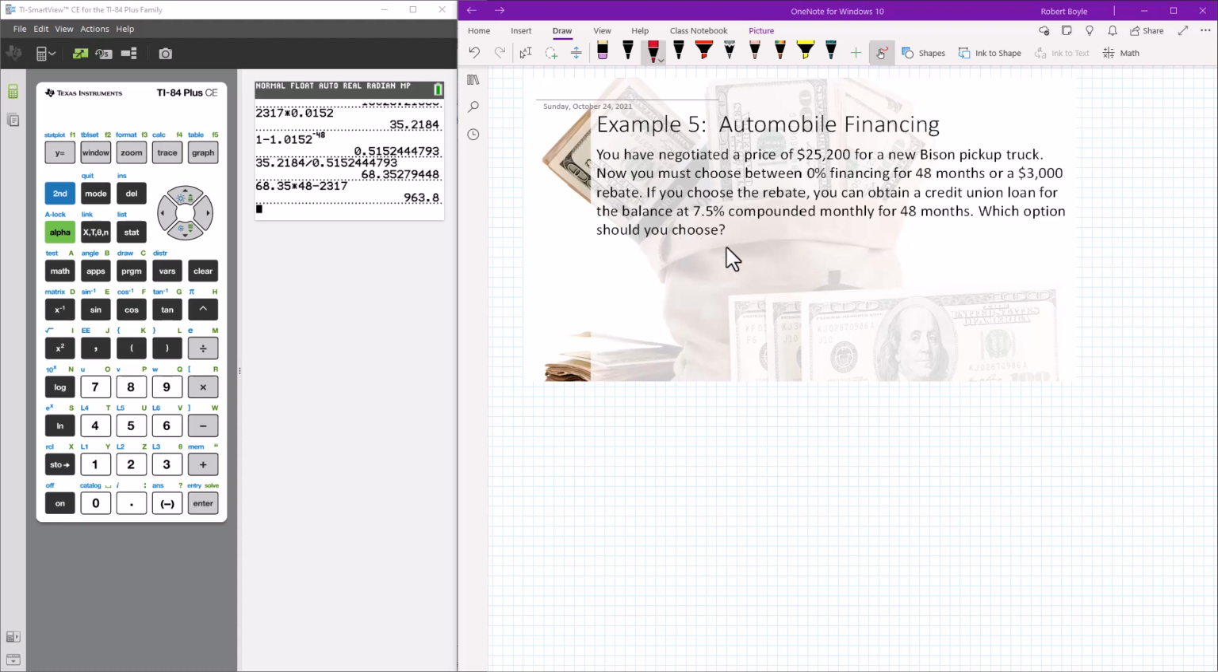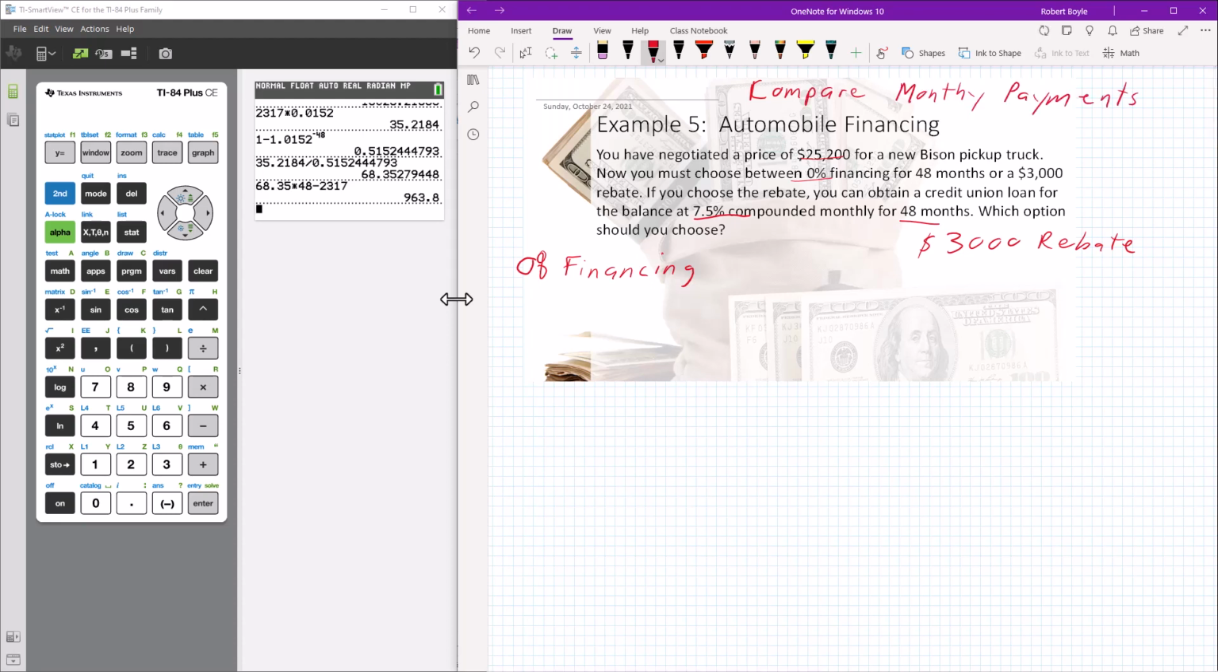Okay, so basically you have 2 options. You can either pay the entire price and have 0% financing, or you can take a $3,000 rebate and then borrow the rest of the loan at 7.5% compounded monthly for 48 months, and that is an annual percentage rate. Now, the best way to determine which is the best is to compare what the monthly payment will be. So we are going to compare monthly payments.